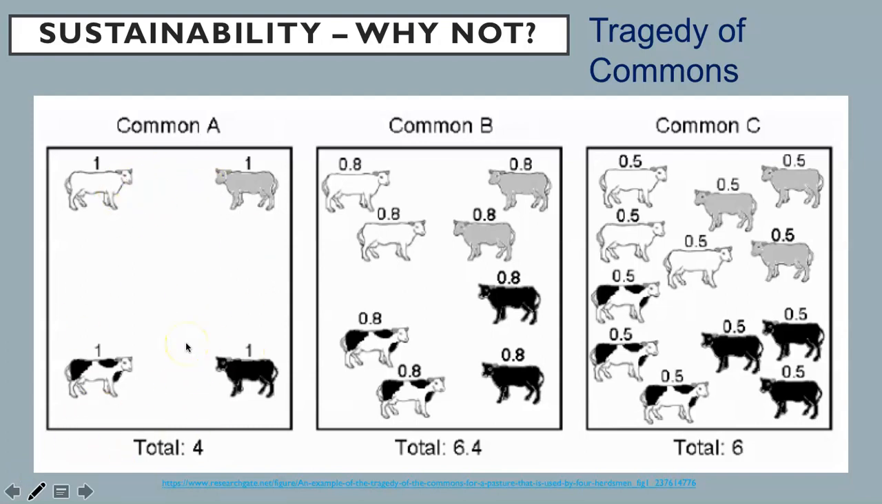In Common A, you see a pasture that is used by 4 herdsmen who have differently colored cattle. When each herdsman puts only 1 cow in the commons, Common A, the productivity of each cow is 1. For example, 1 liter of milk. When the herdsmen introduce more cattle, Common B, the production per animal is reduced due to the increased population density in the land, but the total production is higher, 6.4 as compared to 4. When the carrying capacity is approached, Common C, individual production is further reduced, and also total productivity is reduced. Each individual herdsman will, however, gain nothing from reducing his stock unless other herdsmen do the same. This is an example of the tragedy of commons.